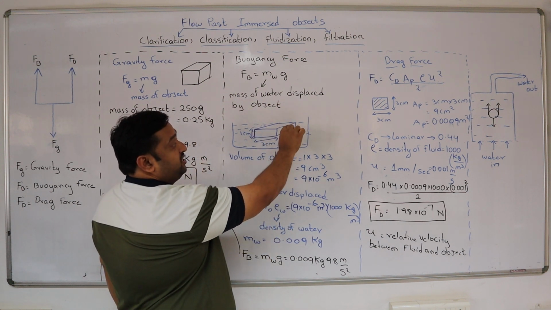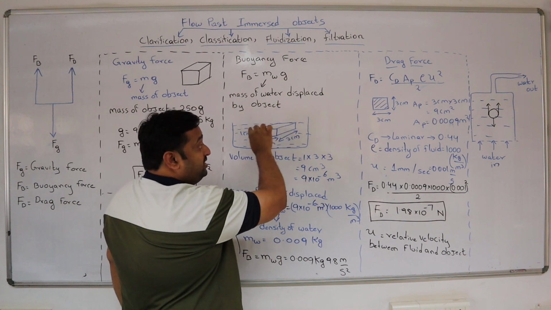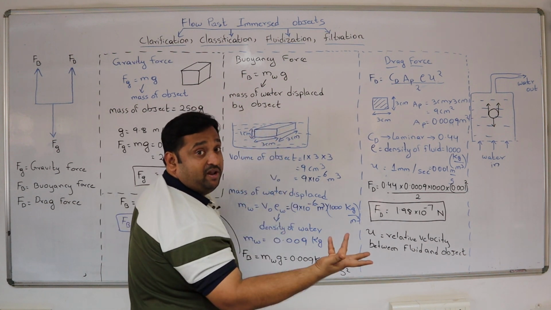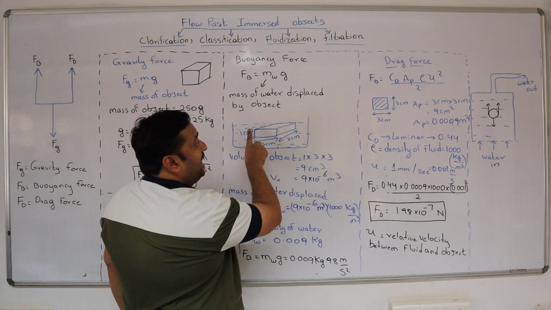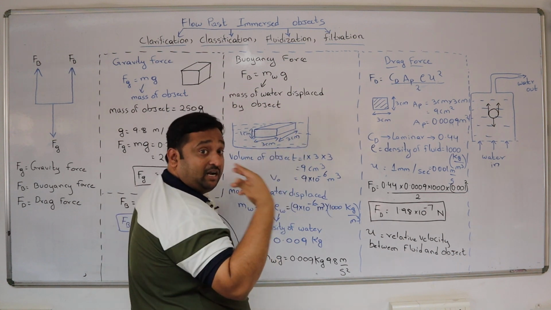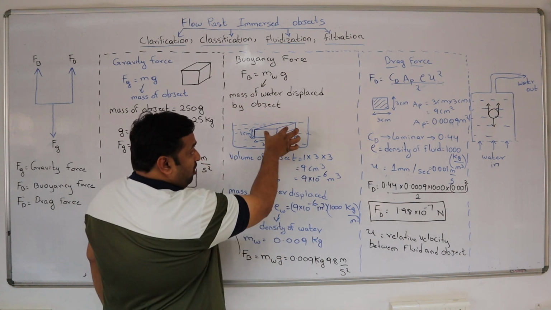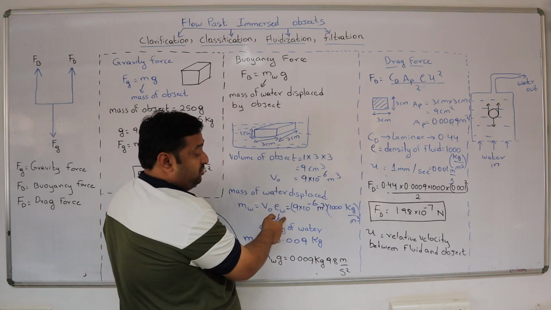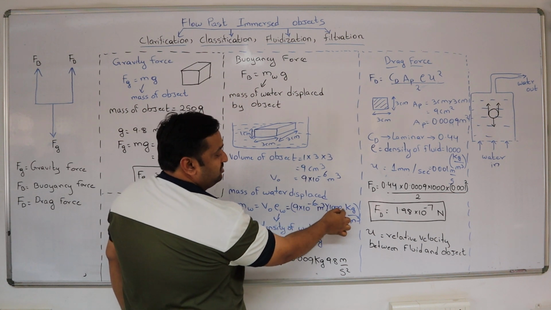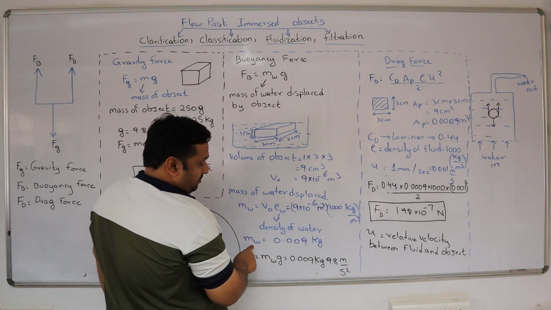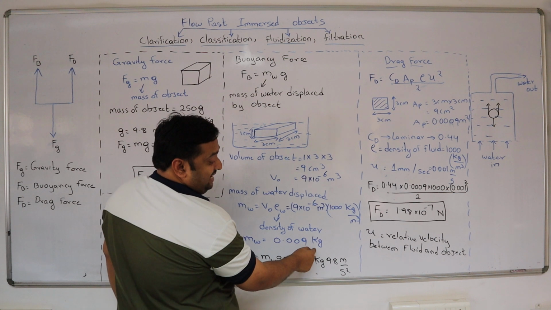Volume of this object, because this is the volume that is getting the water displaced. That means if you directly take the entire volume of the object, that much amount of water is getting displaced. So VO is the volume of the object multiplied by the density of the water. So 9 into 10 power minus 6 into 1000 kg, and you get the mass of the water as 0.009 kg.